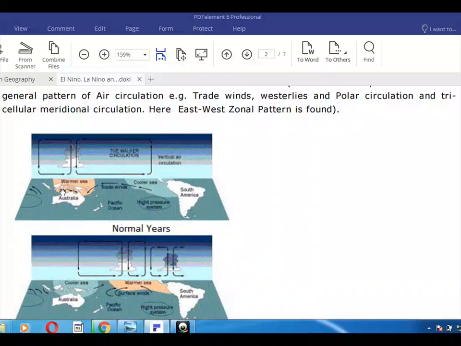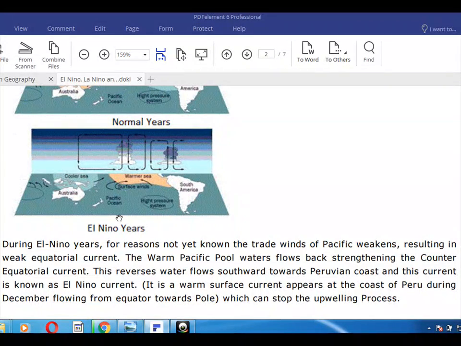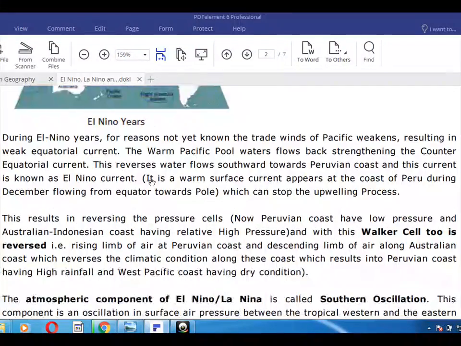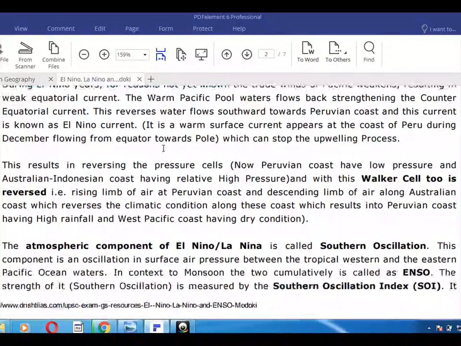In a normal year, the sea temperature is warmer near Australia, and colder near South America. In El Niño years, Australia has a colder sea and South America has a warmer sea, as you can see.